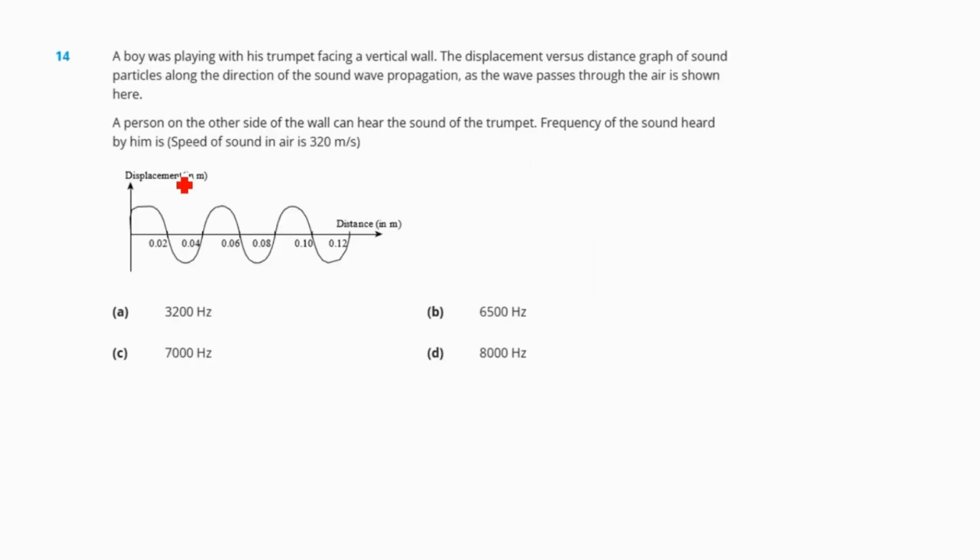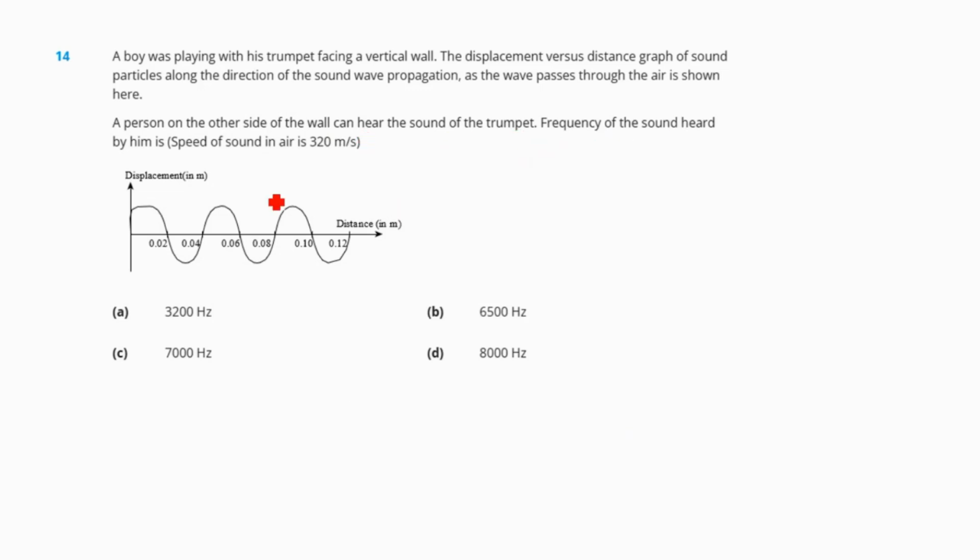Question number 14. A boy was playing with his trumpet facing a vertical wall. The displacement versus time graph of sound particles along the direction of the sound wave propagation, as the wave passes through the air, is shown here. A person on the other side of the wall can hear the sound of the trumpet.